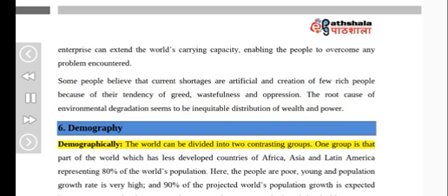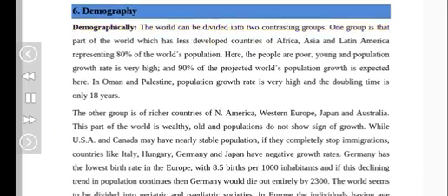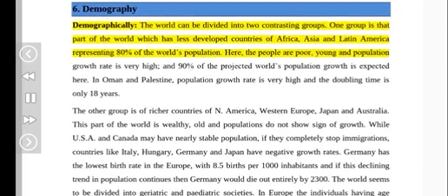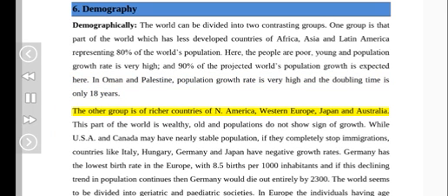6. Demography. Demographically, the world can be divided into two contrasting groups. One group is that part of the world which has less developed countries of Africa, Asia, and Latin America, representing 80% of the world's population. Here, the people are poor, young, and population growth rate is very high, and 90% of the projected world's population growth is expected here. In Oman and Palestine, population growth rate is very high and the doubling time is only 18 years. The other group is of richer countries of America, Western Europe, Japan, and Australia.